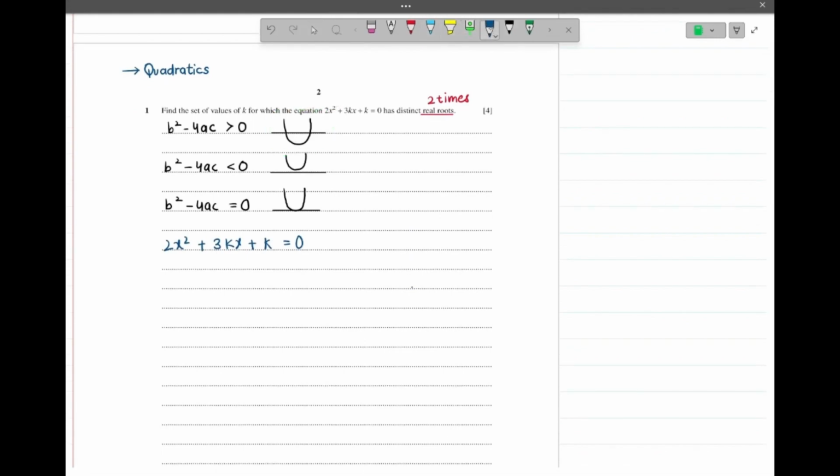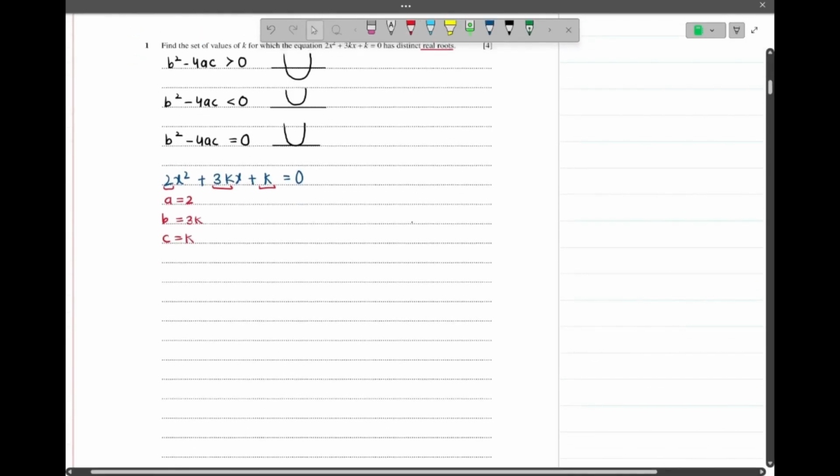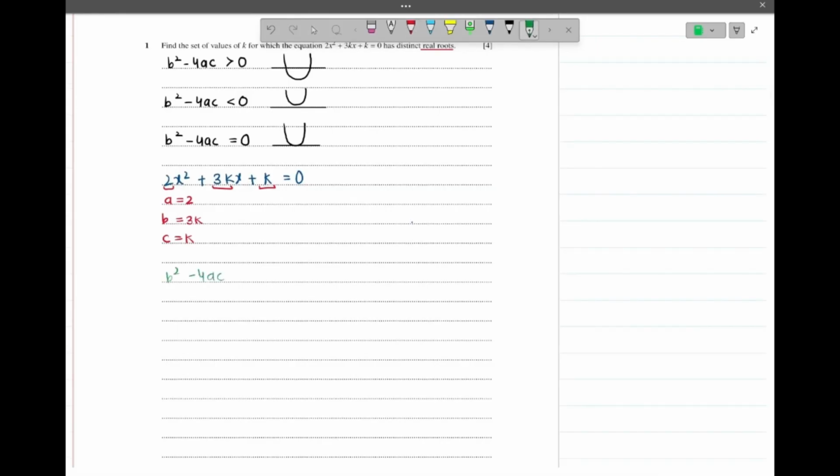So if I try to break this down further, A is going to be 2, B is going to be 3k, and C is going to be k. And if I write down the discriminant that I'm going to be following over here, that's going to be b squared minus 4ac is greater than 0. I'm going to say that b over here is 3k, minus 4a is 2, c is k greater than 0. That's going to leave me with 9k squared minus 8k greater than 0.